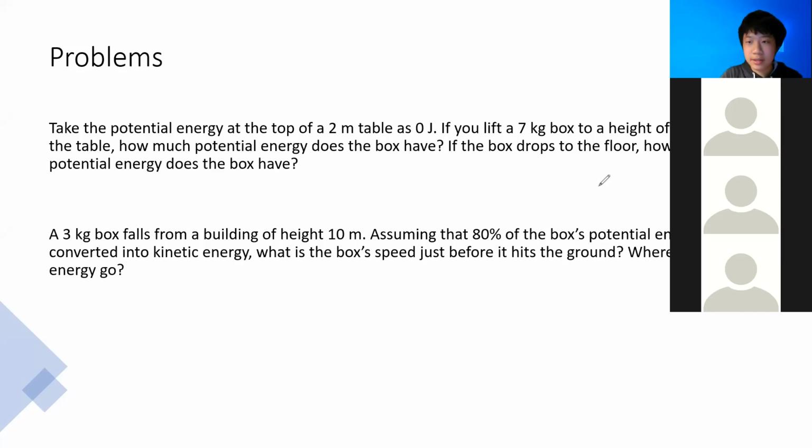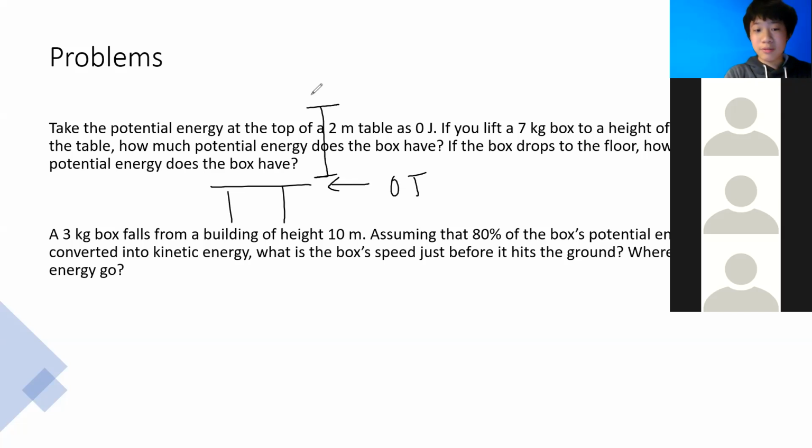Okay, I'm going to explain these now. For the first one, take the potential energy at the top of a 2-meter tall table as 0 joules. Remember, potential energy is all relative. So if we take the top of the table as 0 joules, then we will compare all values of potential energy to that point. Okay? If we lift a 7-kilogram box to a height of 10 meters above the table, then relative to the point we're comparing it to, this would have a height of 10. So then we would just use the equation PE equals mgh.